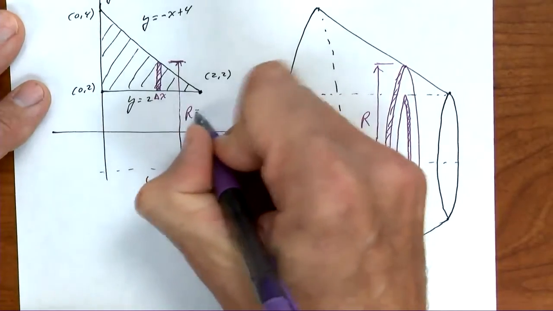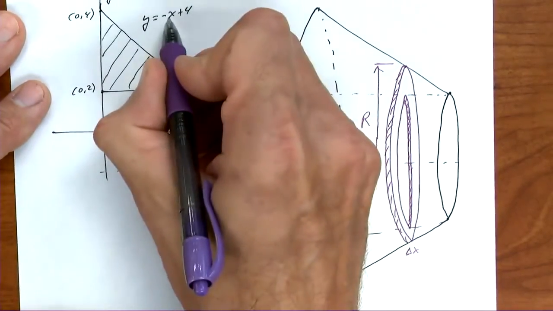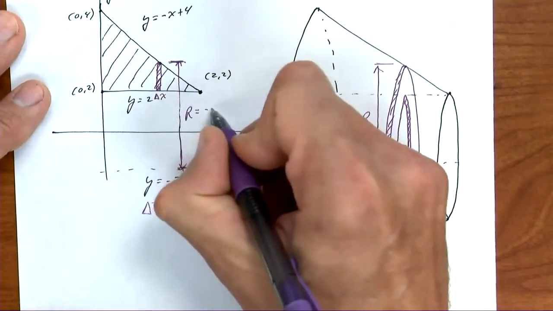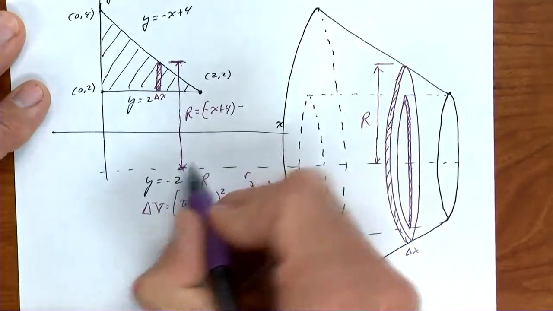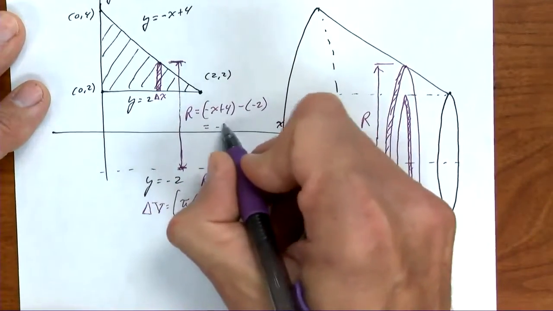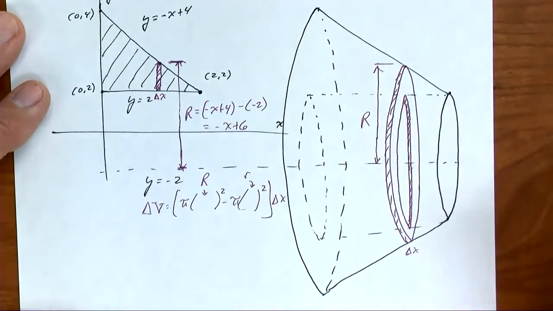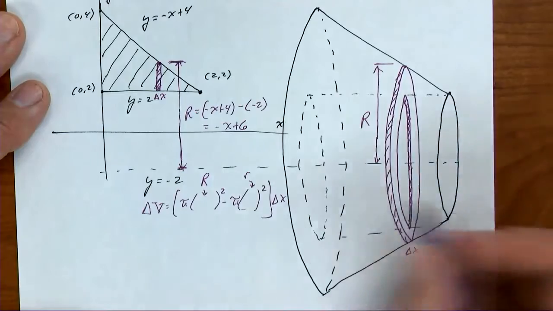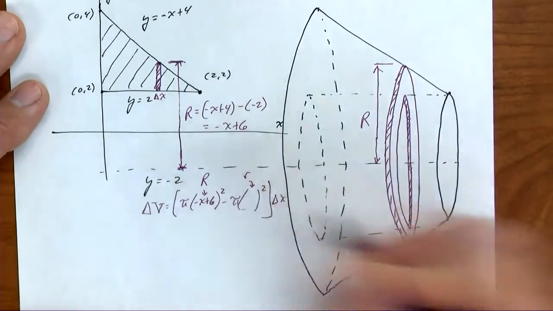The top y value is going to come from this point right here, which is negative x plus 4, minus the bottom y value, which is negative 2. This becomes negative x plus 6. It's going to go in here, negative x plus 6.